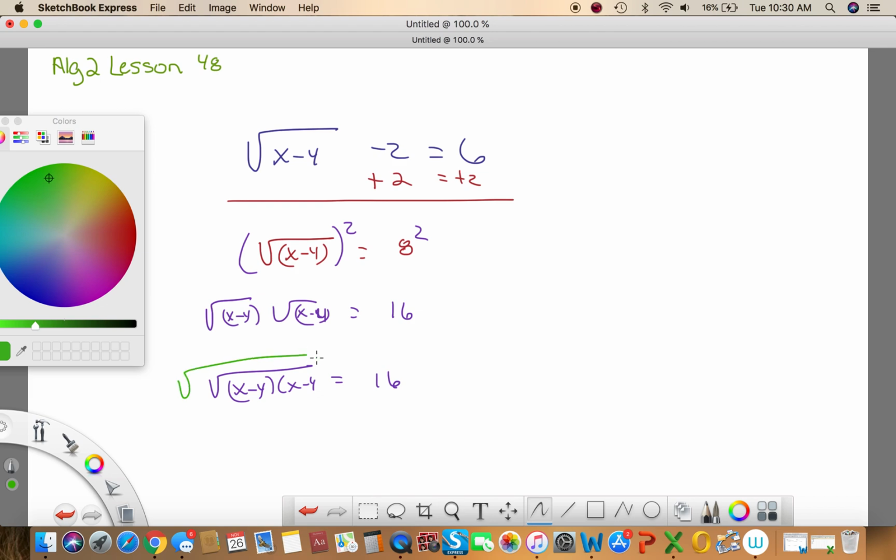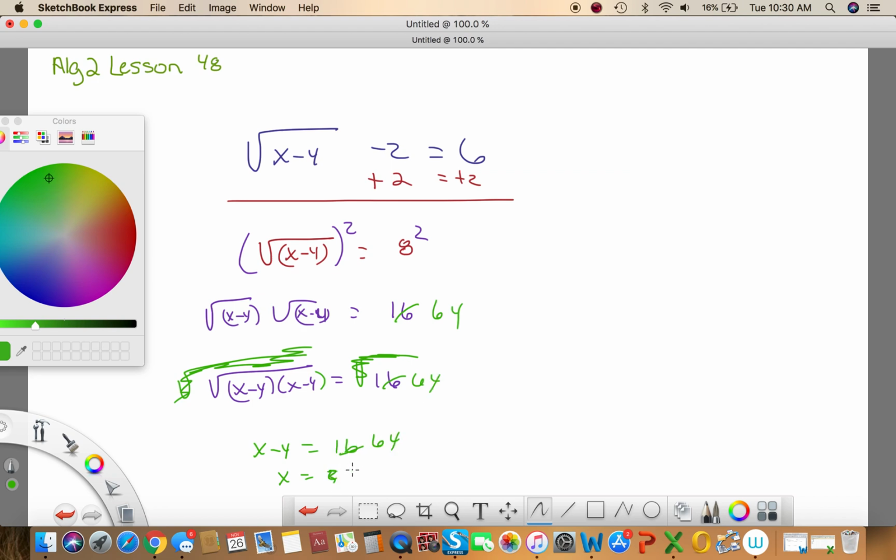I can take the square root of both sides. Oh no, I'm sorry. I don't need to take the square root. Sorry, ignore that. So this just becomes x minus 4 equals 16. I get x equal, sorry, I'm doing bad math here.